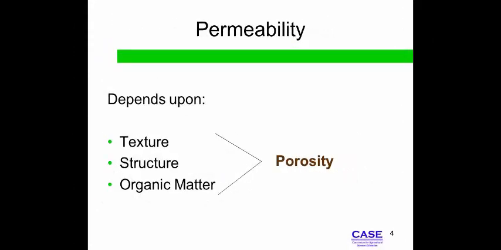Permeability is defined as the capacity of soil or rock for transmitting a fluid. Degree of permeability depends upon: 1. The size and shape of the pores and particle arrangement, or structure; 2. The size of the particles, or texture; and 3. How much organic matter is contained within the whole soil.